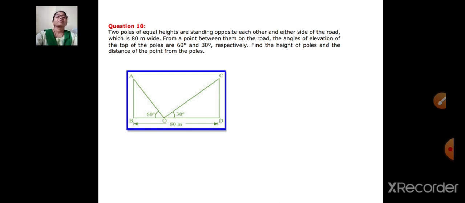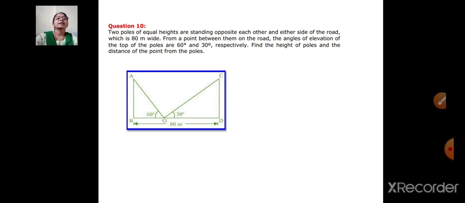Next sum. Two poles of equal heights are standing opposite each other on either side of the road, which is 80 meter wide. From a point between them on the road, the angles of elevation of the top of the poles are 60 degree and 30 degree respectively. Find the height of the poles and the distance of the point from the poles.